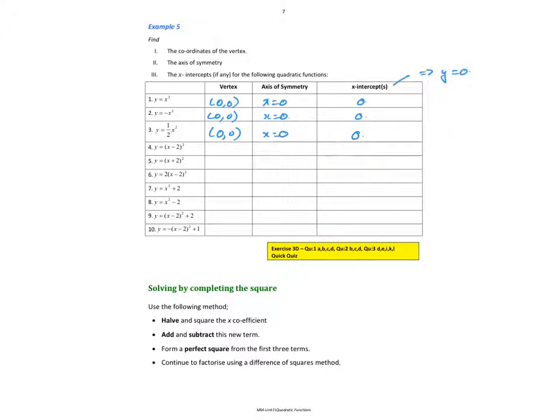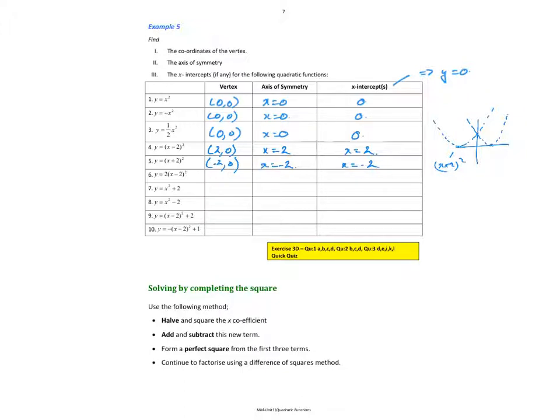Now, number 4 is the first time we have a little shift, isn't it? So question 4, it shifts it 2 units across. So what does that mean? It means my turning point is at the point 2, 0. My axis of symmetry is at x equal to 2, and my x-intercept is also at x equal to 2. x plus 2 all squared shifts it the other way. Okay, so it shifts everything to the left. So turning point at -2, 0, x equal to -2, and at x equal to -2 is my x-intercept.